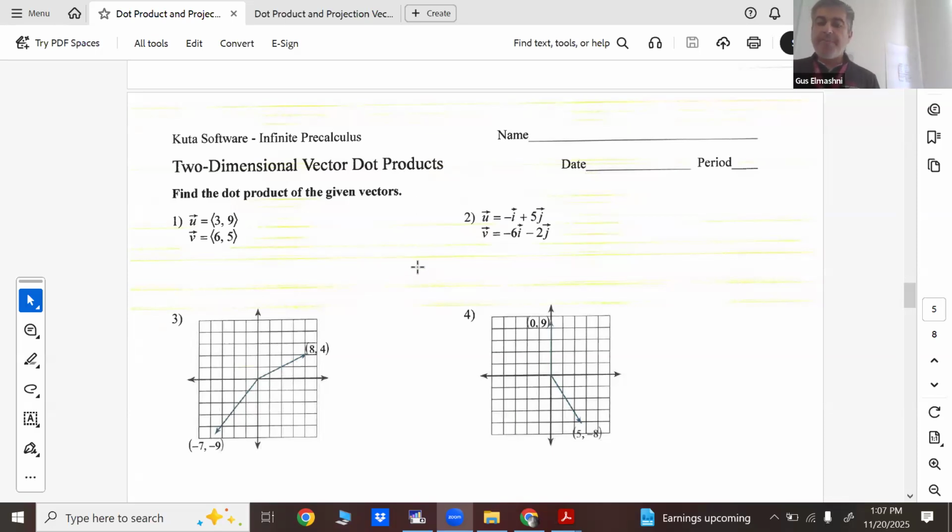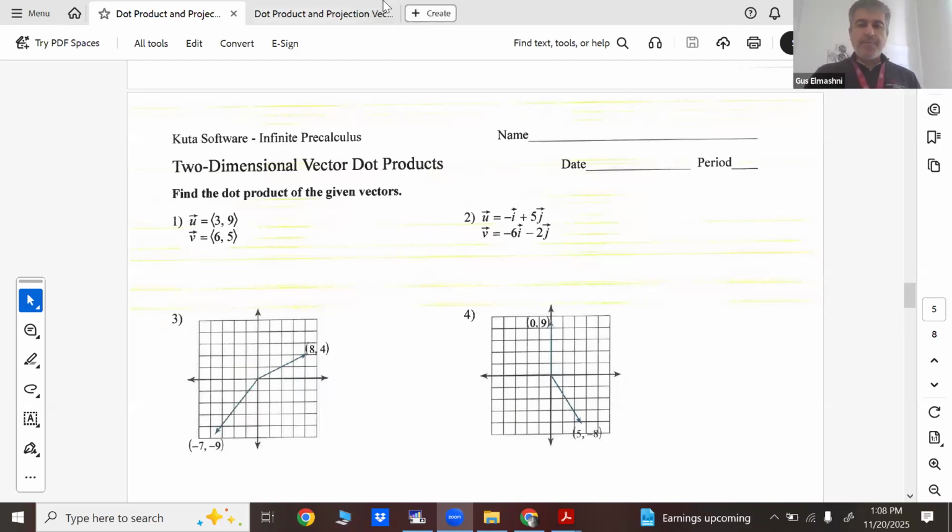For 3 and 4, fortunately, each vector originates from 0, 0. So the coordinates you see are the actual vector components. That's actually 8, 4, and -9. Those are actually the three vectors. They just originate at the origin. So if you want to find the angle between those two vectors, you want the dot product first, then find the magnitudes, and then do the inverse cosine, right?